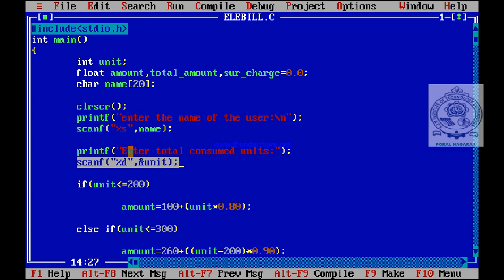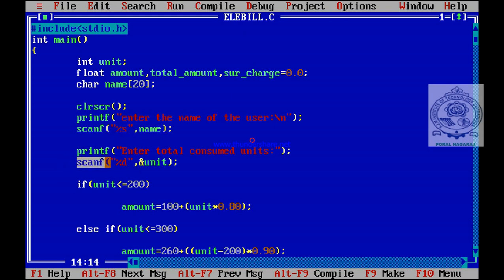One thing you have to observe here: for name we have used a format character. You can observe percentage s, very important. And name is the array name. So for an array name, an array of characters, we don't use ampersand. The name of the array itself is the address. Ampersand is called the address operator. So the array name itself is the address. That's why we don't use ampersand here. This is a very important point to be noted.